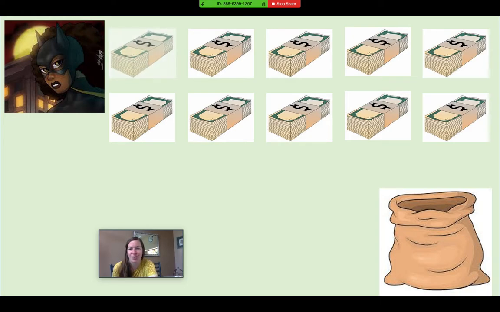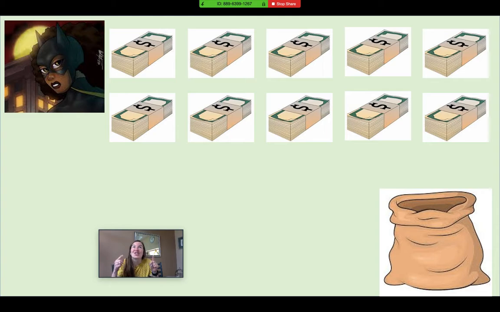So she counted 1 10, 2 10s, 3 10s, 4 10s, 5 10s, 6 10s, 7 10s, 8 10s, 9 10s, 10 10s. So then she was like, ooh, I gotta make sure that I am counting accurately when I put them back in the bag to make sure all the money gets back in the bag so I can return it to the bank.